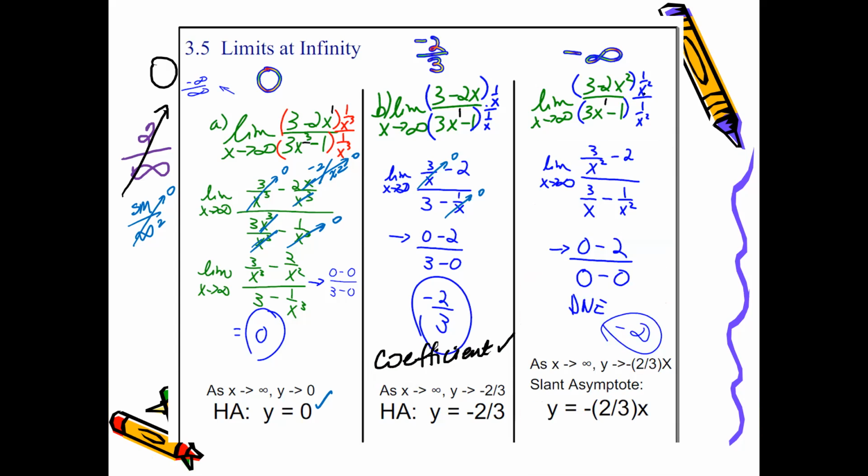Last one, the biggest exponent is x squared. So I'm going to divide everything by x squared. This is going to become 0. You have a -2 in the numerator. Here it's going to become 0. This one becomes 0. This one does not exist because you have a -2 over 0, which is just undefined. So therefore it does not exist.